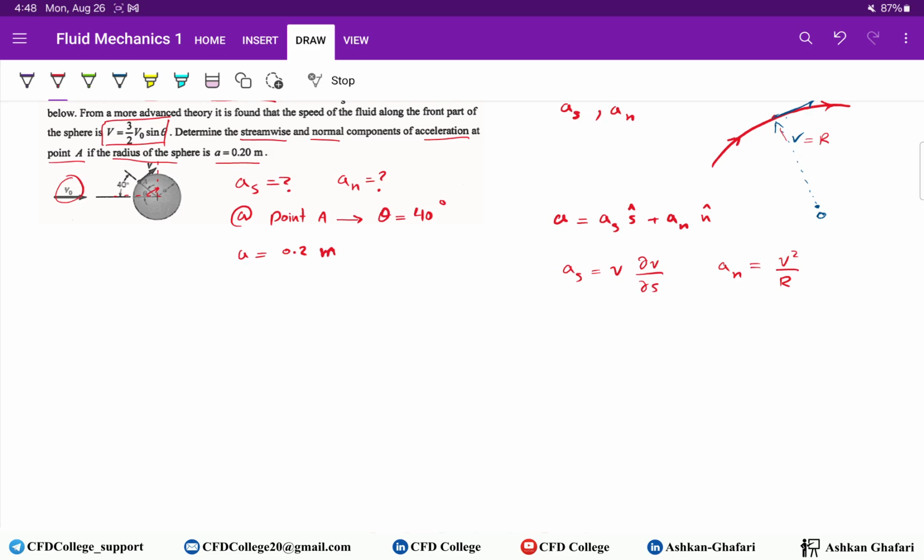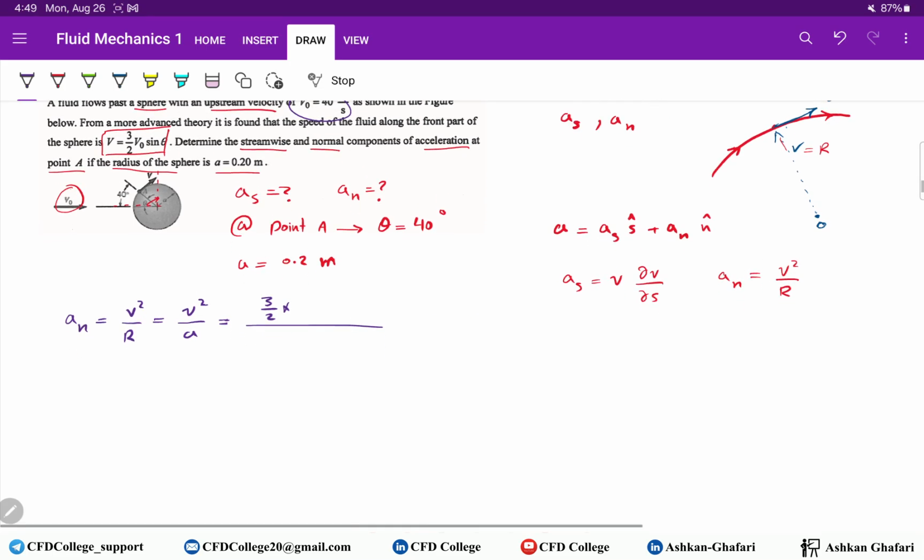Let's start with the normal component. AN equals V² divided by R. Here in this example, the radius of the sphere is r, so it equals v square over r. We have to find v, which equals 3 over 2 v naught sine of theta, with v naught equals 40, so 40 meters per second times sine of theta, which is 40 degrees. And sorry, this has the unit of meters per second.